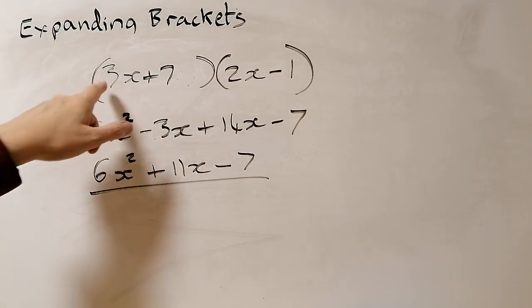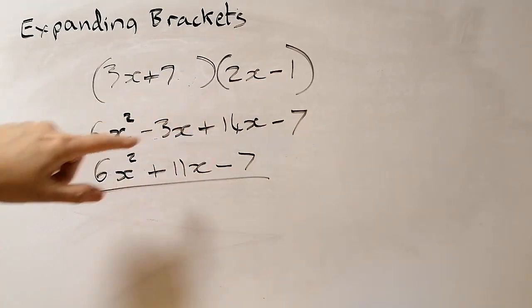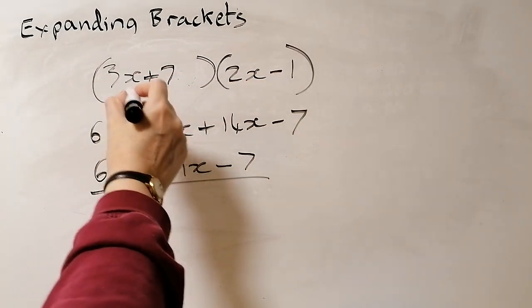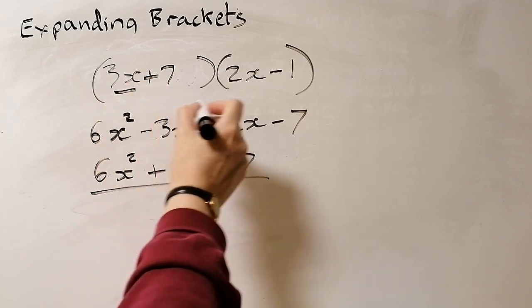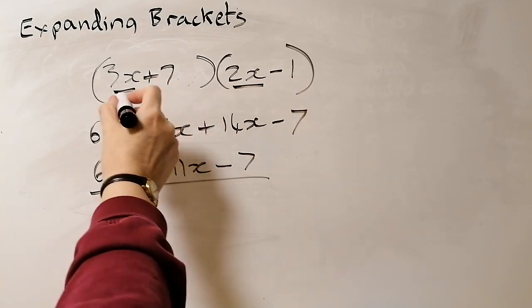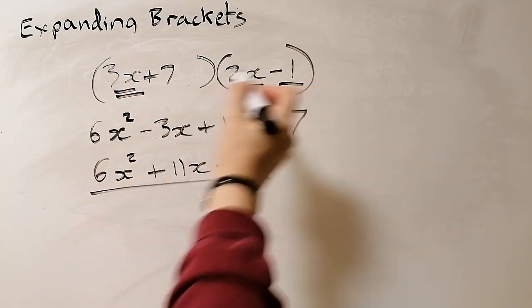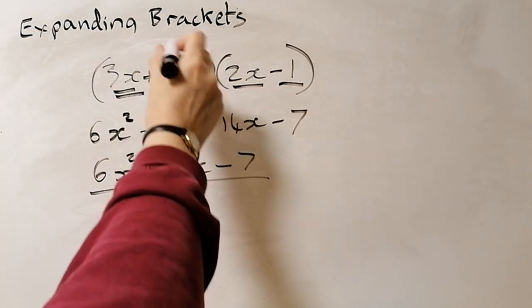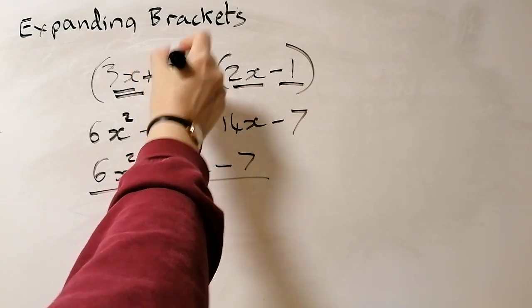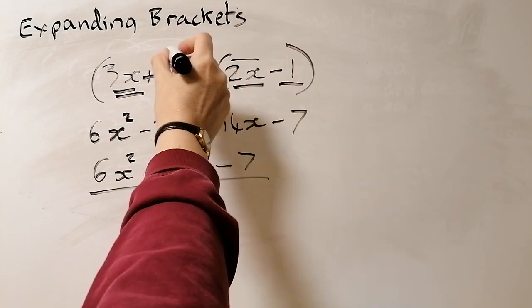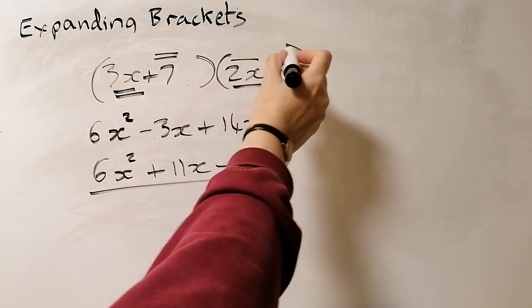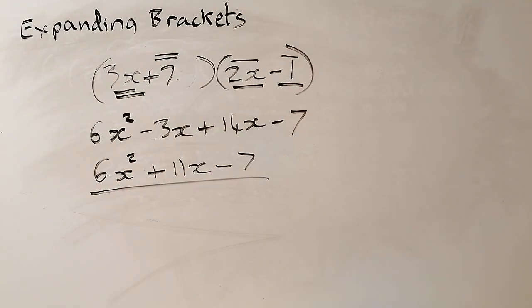Now, as long as you multiply each of these terms by the other terms, you're okay. So it's quite useful to say, okay, I'm going to multiply that term by that term, and then that term by that term, and then look at this one, and then say, right, I'm going to multiply that term by that term, and then this term again by that term. So in whatever way you do it, have a little method that works for you.